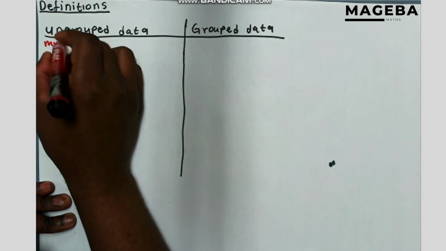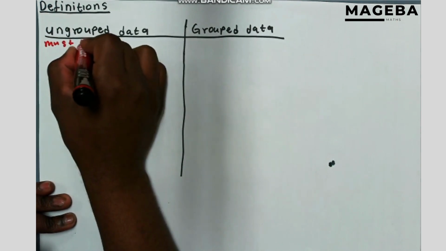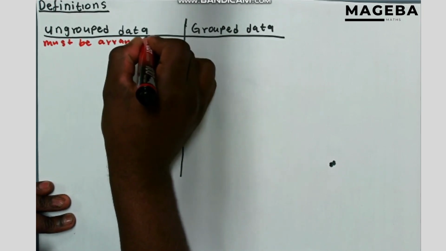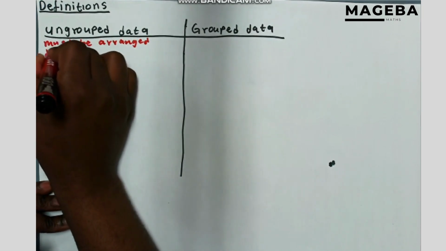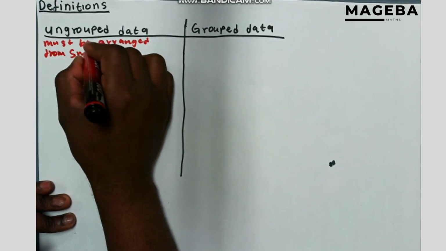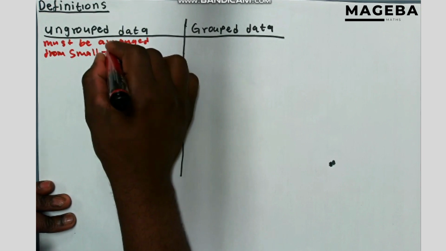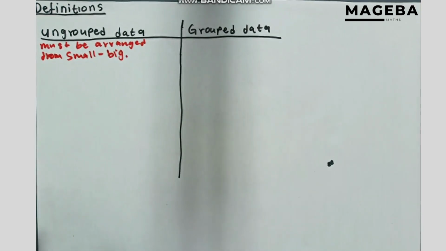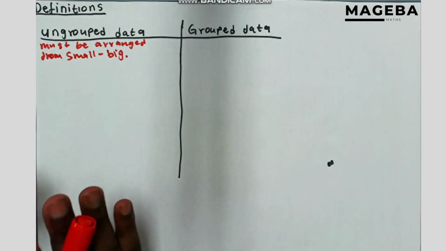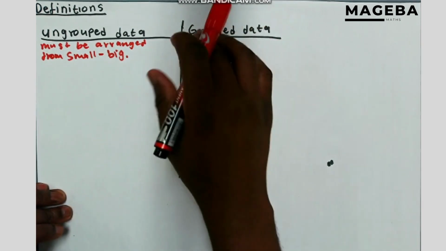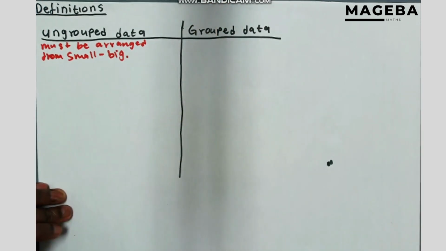Your numbers must be arranged from small to big. Very important. Arrange your numbers before you do anything. Your numbers must be arranged. Here, in table form, you keep it as it is, the way they have given it.